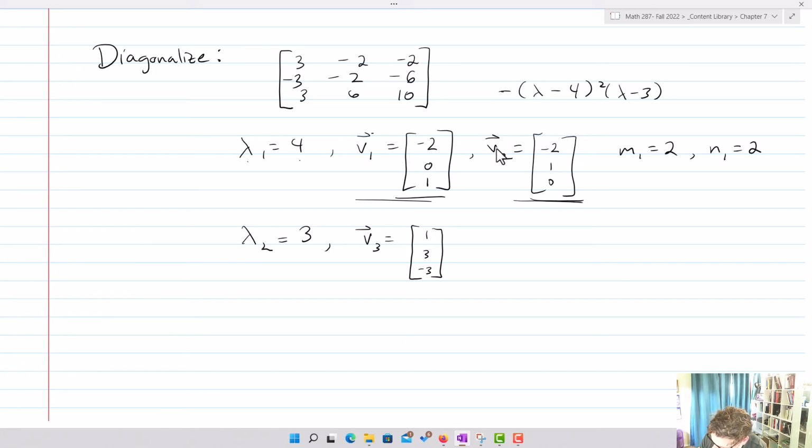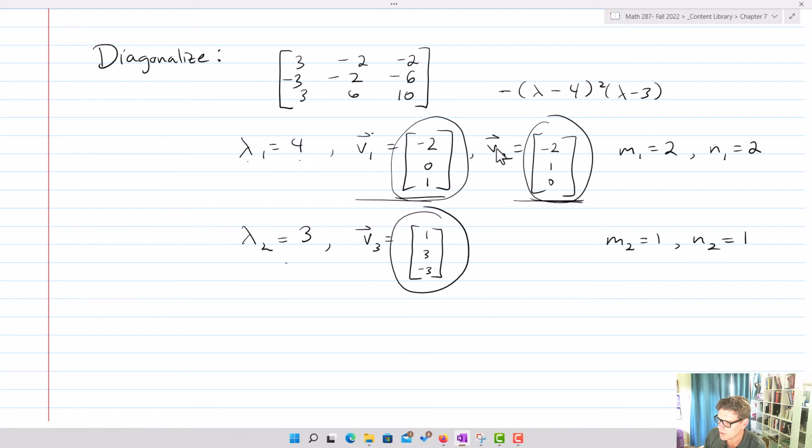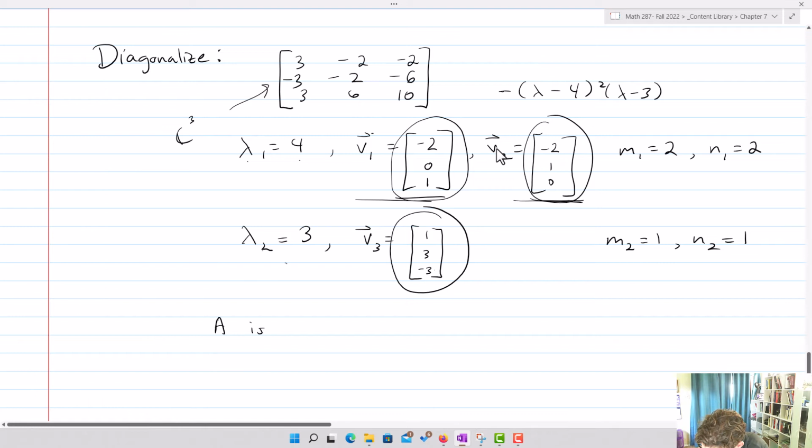Those two are equal. And then lambda 2 equals 3, okay? And so that means that m2 equals 1 and n2 equals 1. Your algebraic and geometric multiplicities are equal to 1. They're all equal, so consequently this matrix is non-defective. You could also, by the way, see that we have an eigenbasis, right? We have 1, 2, 3 eigenvectors that we found, and the vectors are in C3, so consequently we form a basis for C3, so A is non-defective. We can diagonalize.